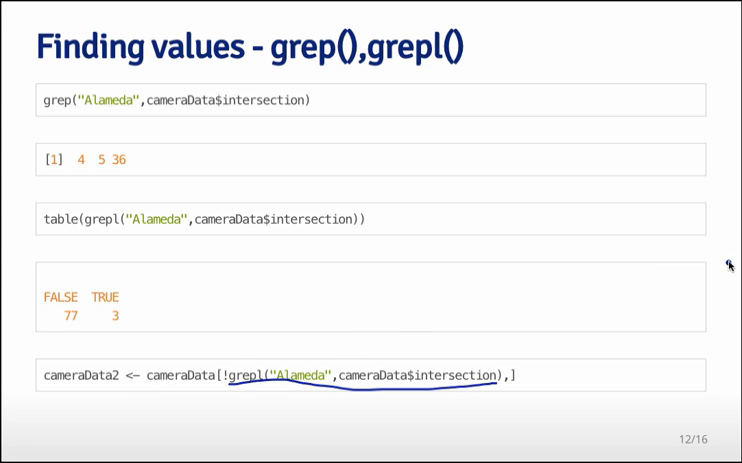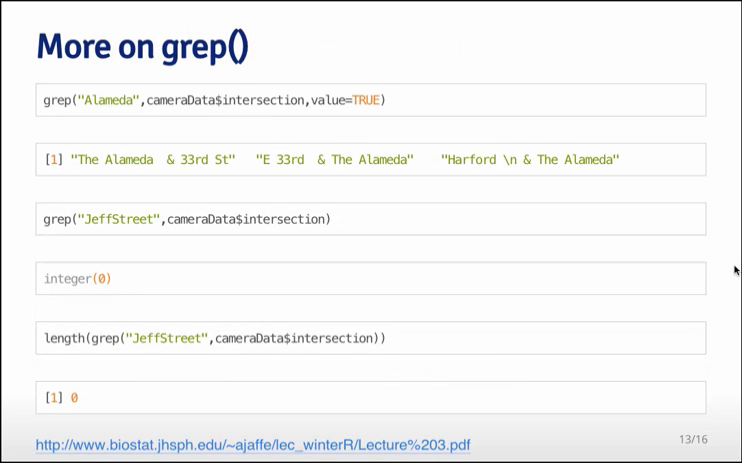So you can use that to subset your data based on certain searches that you want to be able to find. A little bit more about grep. You can also use value equal true as one of the parameters sent to grep, and what that will do is instead of telling you which of the elements that Alameda appears in, it will actually return the values where Alameda appears. So you can see these are the 3 intersections where the Alameda appears in the camera data.